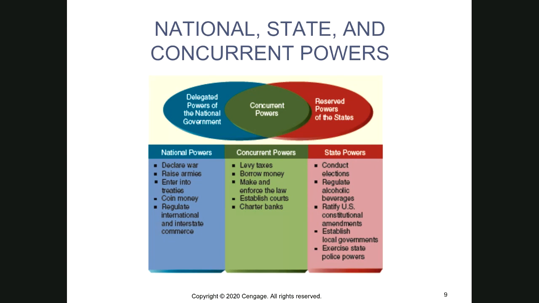State powers you see over here, these are things that, again, if you think about it from a common sense perspective, we want the states to be in charge of. So things like establishing local government. We want the state to be in charge of what types of local governments will be established. What's that structure within that local government community going to look like? We want them to exercise state police powers. We allow them to conduct elections. So things that feel like they should be more run closer to home, those are going to be state powers. And things that feel like we need some sense of national unity on, those are going to be national powers.